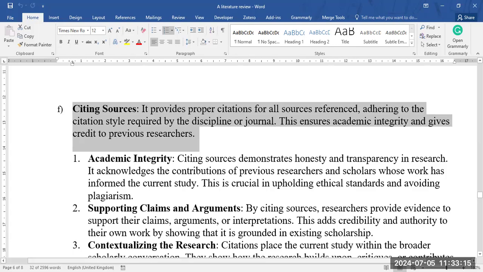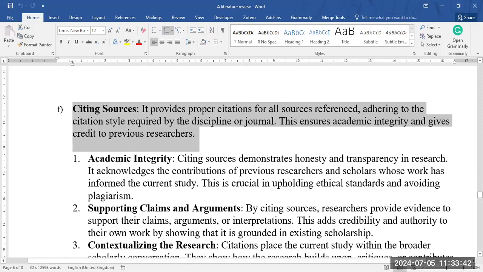Because there are different citation styles available. Normally, in the management faculty, in our university, we are using APA style. APA style means American Psychological Association style. This ensures academic integrity and gives credit to the previous researchers.